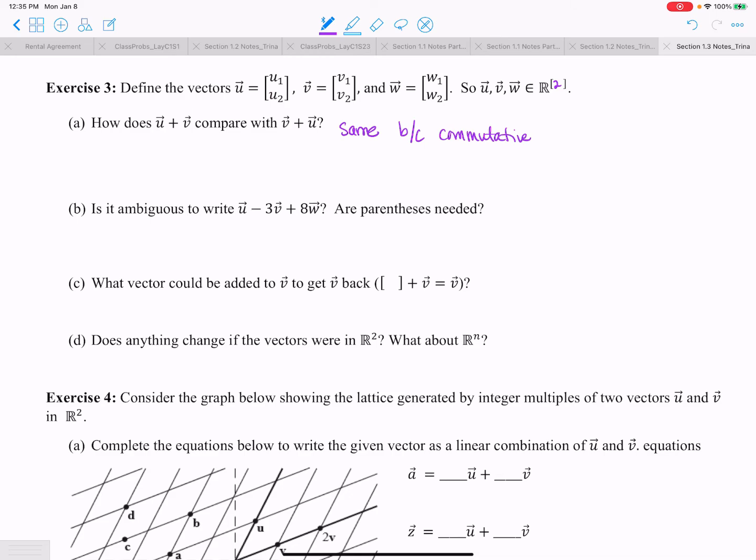Is it ambiguous to write u minus 3v plus 8w? Do you know which operation to do first? Our order of operations is defined, and they are really the same. It's exactly how you expect them to work. So are parentheses needed in this case?